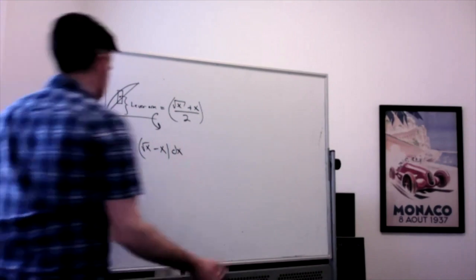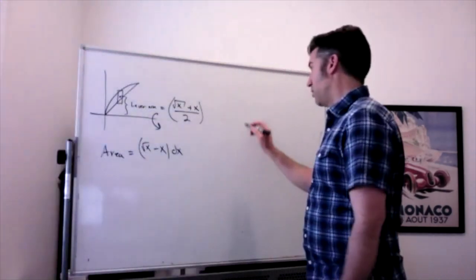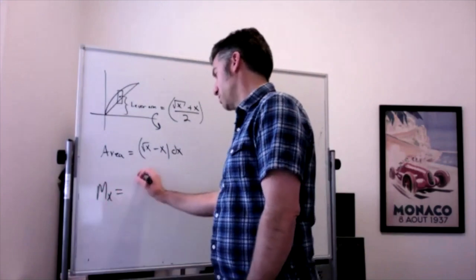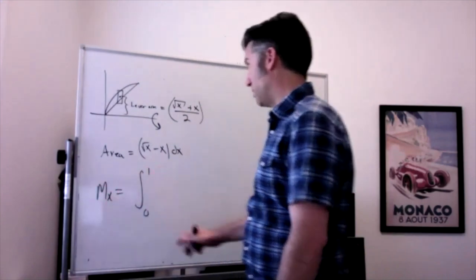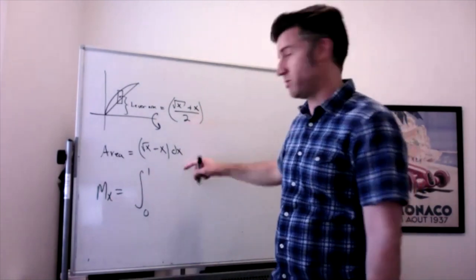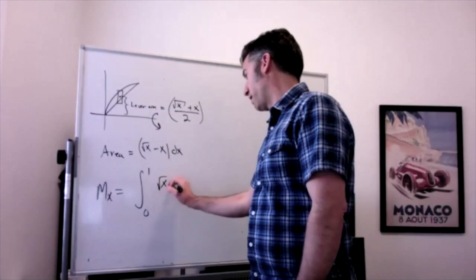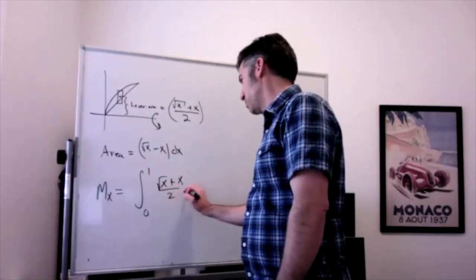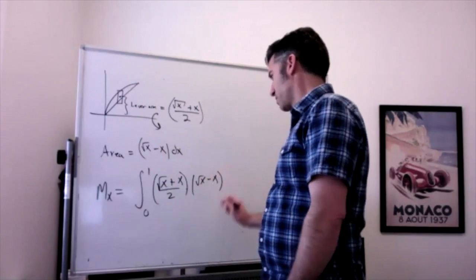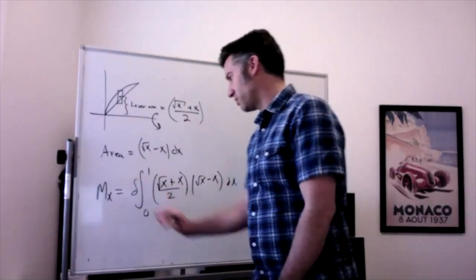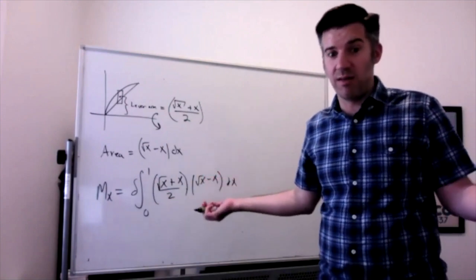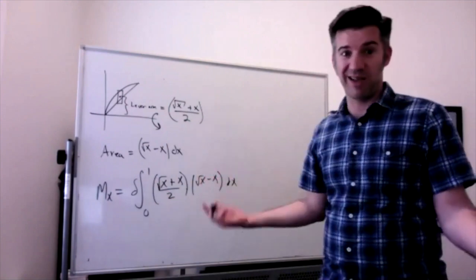And so then the integral to find the moment around the x-axis, again, I'm integrating my lever arm times my mass, which needs a delta. So it's going to be the square root of x plus x over 2 times the square root of x minus x, dx, delta. This should be the same, right? We should be able to calculate the moment around an axis either way and get the same answer.